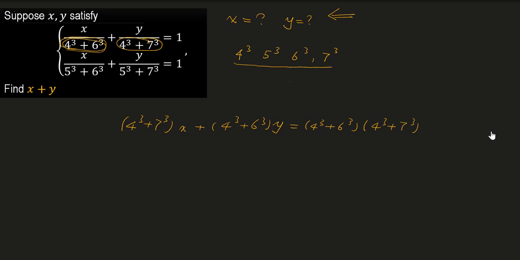Good. And similarly, we will do the same thing to the second equation by multiplying the common denominator on both sides of the equation. So we'll get 5 cube plus 7 cube times x plus 5 cube plus 6 cube times y, which equals 5 cube plus 6 cube times 5 cube plus 7 cube.